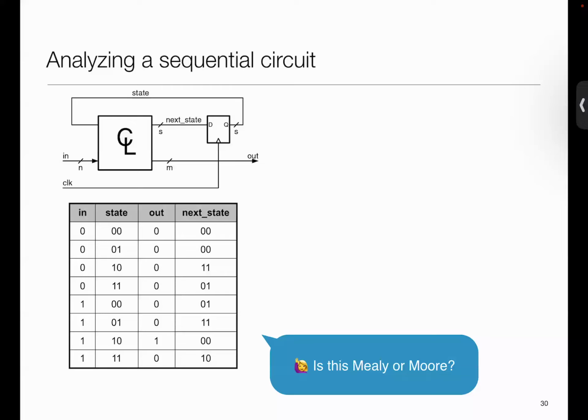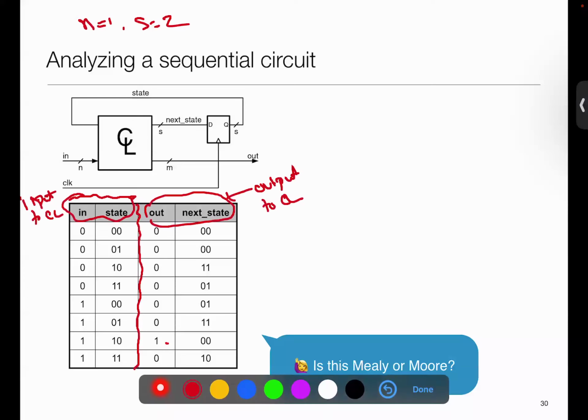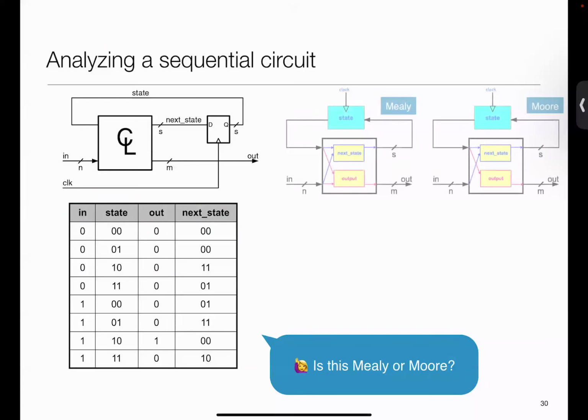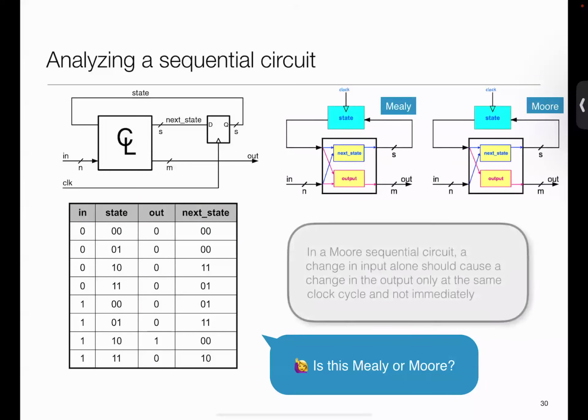Is the output dependent only on state? What do you think? In this particular case, is out a function of just state or a function of input and state? Shouldn't it be Mealy? Yes, it is Mealy because of this little guy here. What is happening is when state is 1, 0, in one case output is 0, in the other case output is 1. So it's not just a function of state, it is a Mealy machine. Good. That we had seen earlier.